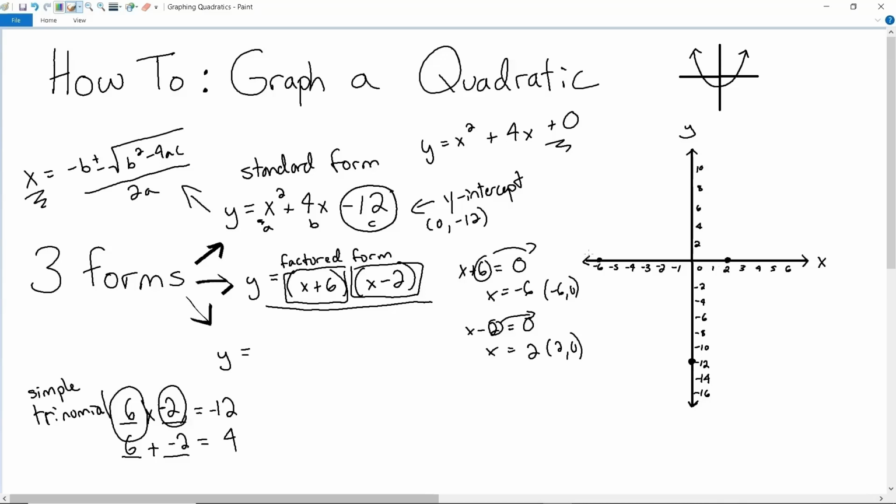So, okay, things are coming along. I would say we're missing one more key point here, though. Usually when we graph a quadratic, we want the vertex, which will be our minimum or our maximum value.